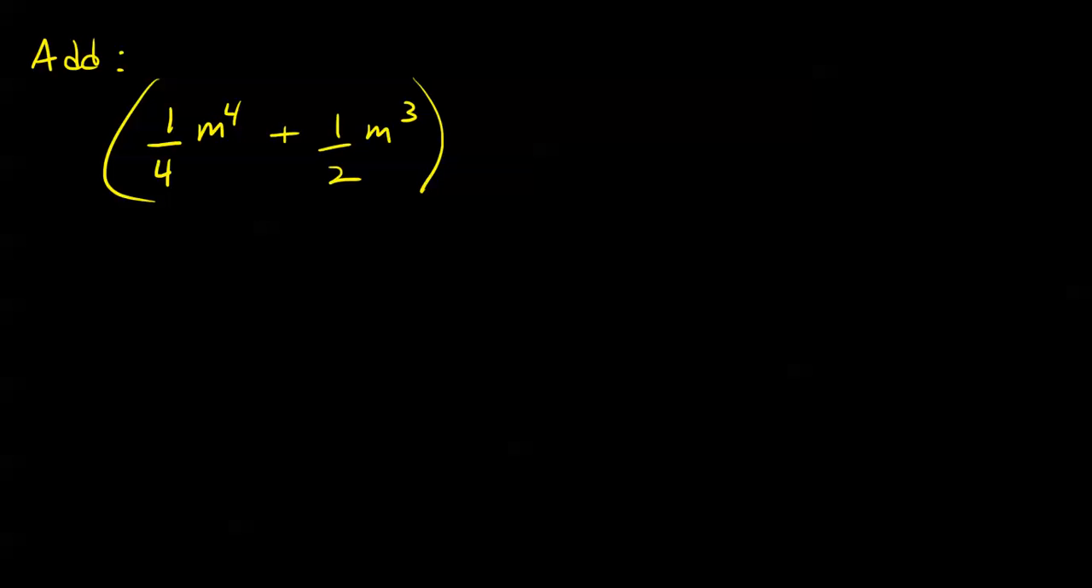Let's do something a little harder. Add the following two polynomials. Now, don't panic. Sometimes we've got to deal with fractions. Alright, so I claim this is a polynomial, a binomial of degree 4. To that, I'm going to add a binomial of degree 4.